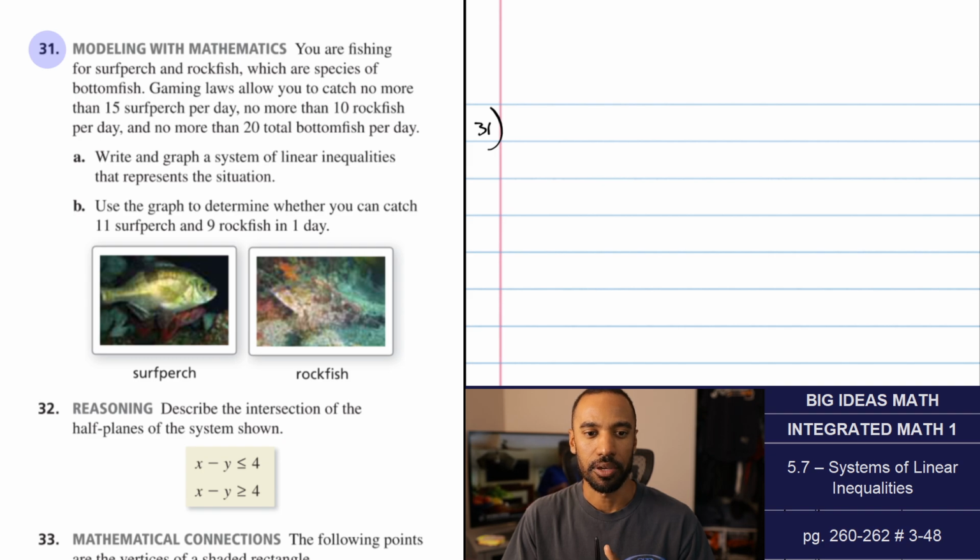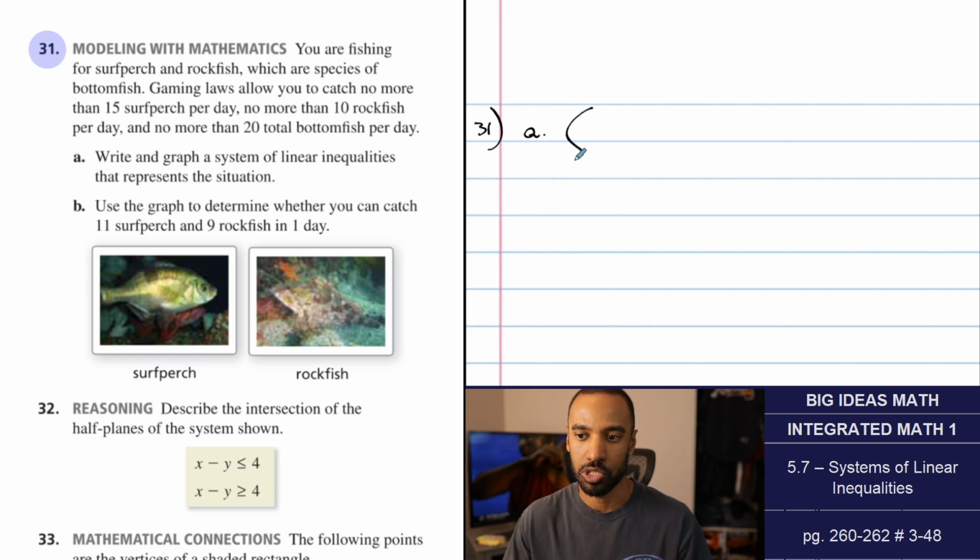Gaming laws allow you to catch no more than 15 surf perch per day. I don't know what surf perch is. Well, it's pictured right there. And no more than 10 rockfish per day, and no more than 20 total bottom fish per day. Write a graph of the system of linear inequalities. Once again, the implied is you can't catch negative amounts, so just kind of understand that. We'll stay within the first quadrant.